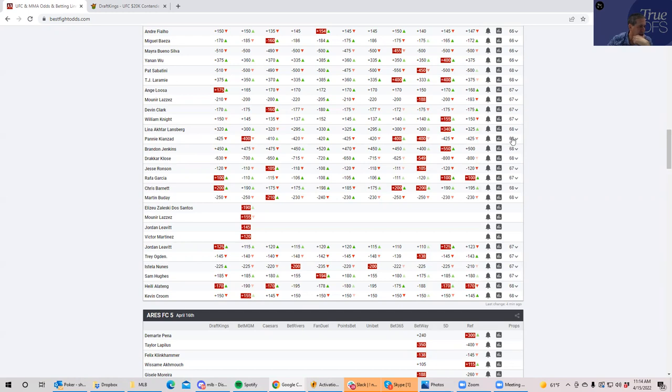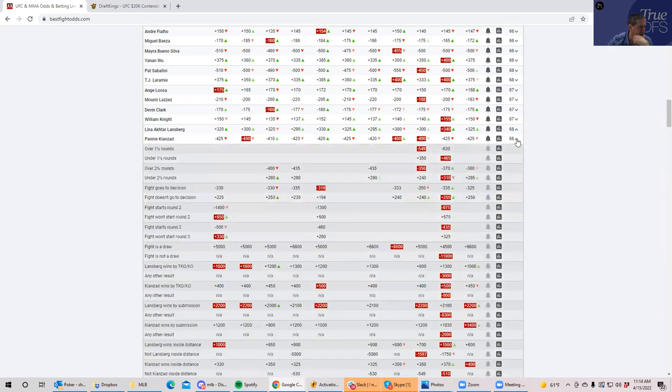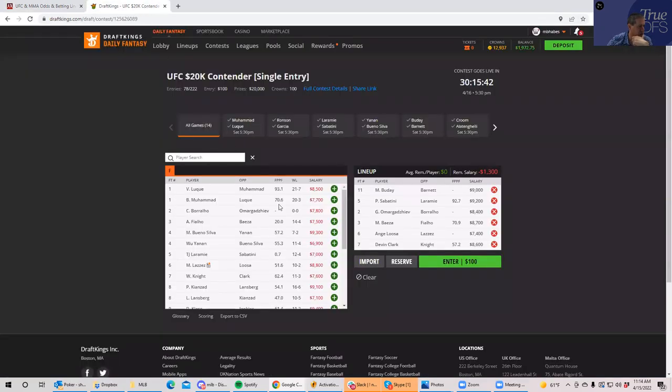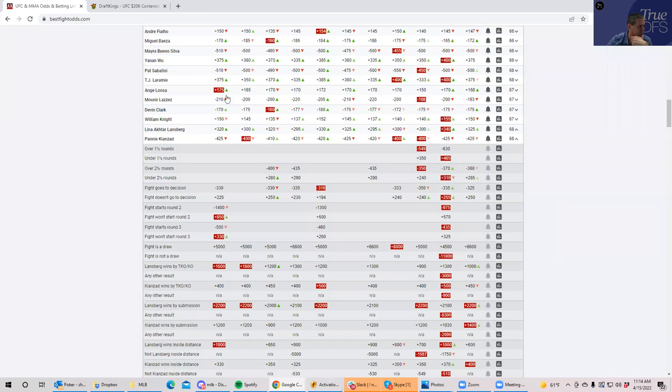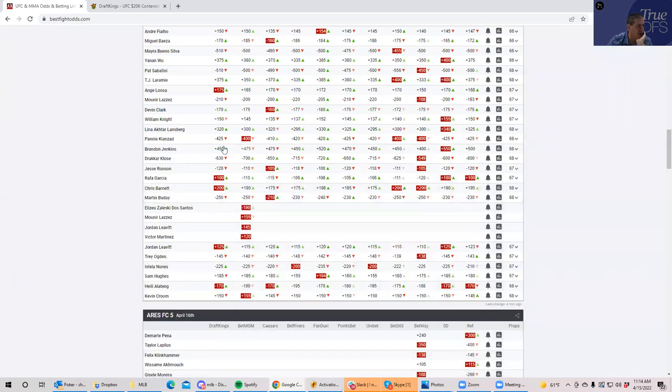Landsberg, Chiesa. Chiesa, very poor inside the distance prop for her DraftKings price. It's minus 300 to go to decision, and she is priced at about 9,100. So that is not going to be for me. And Lena Landsberg is 40 and doesn't have a lot in the tank, and I'm just not going to play her.